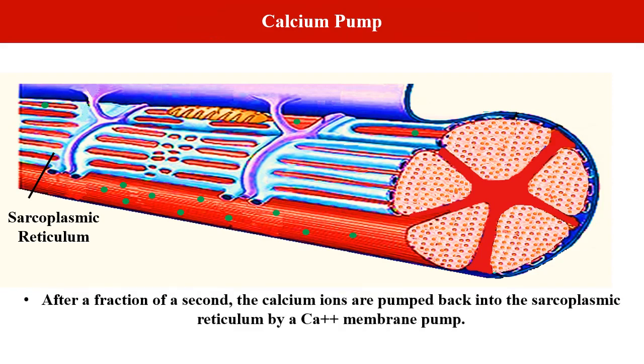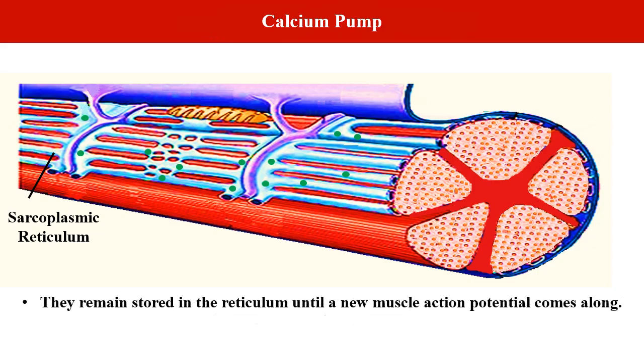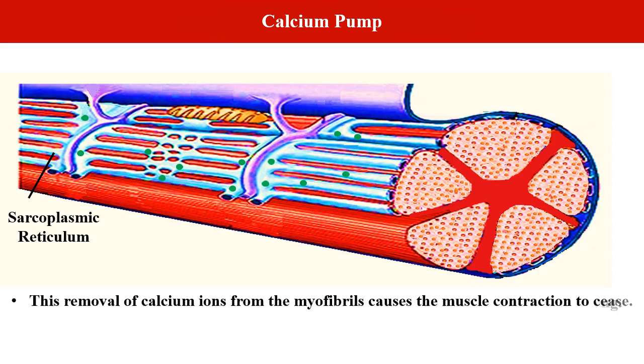After a fraction of a second, the calcium ions are pumped back into the sarcoplasmic reticulum by the calcium membrane pump. They remain stored in the reticulum until a new muscle action potential comes along. This removal of calcium ions from the myofibrils causes the muscle contraction to cease.